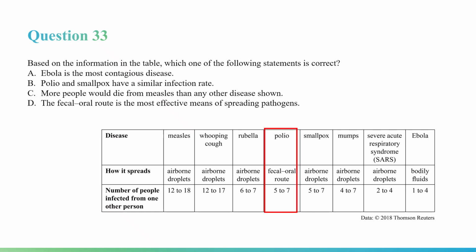Polio and smallpox share a similar infection potential because they have comparable basic reproduction numbers, R0, the average number of people infected by one case. Ebola is not as contagious, as its R0 is the lowest. Note that the accompanying data does not include mortality rates. The fecal-oral route is most effective for spreading polio, but this route is not universal for all pathogens.